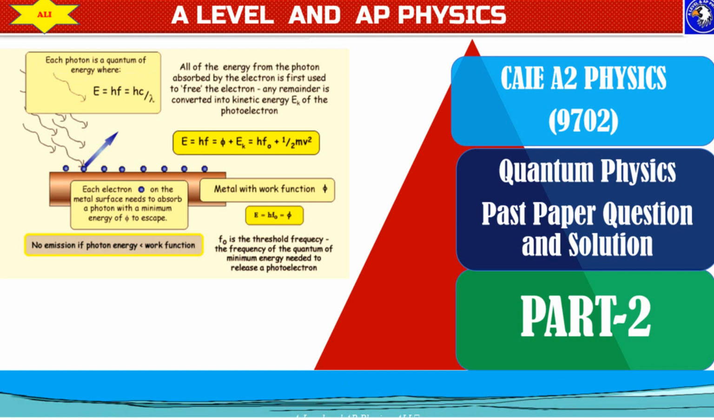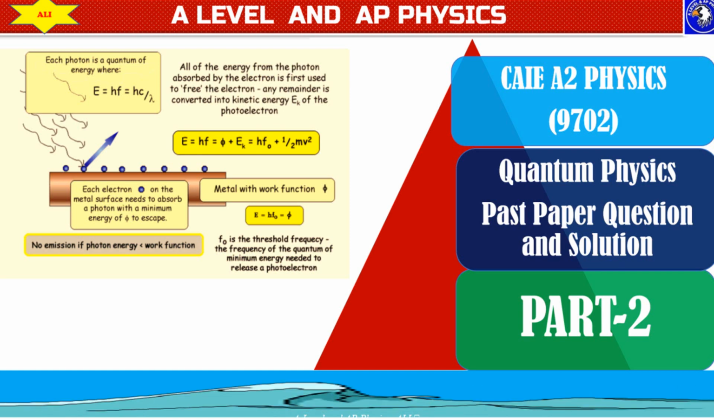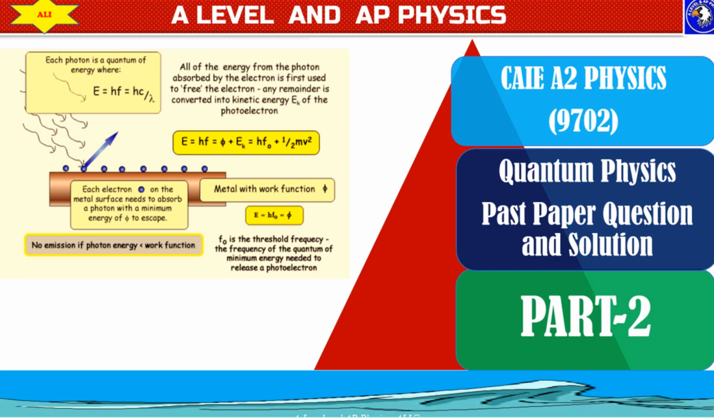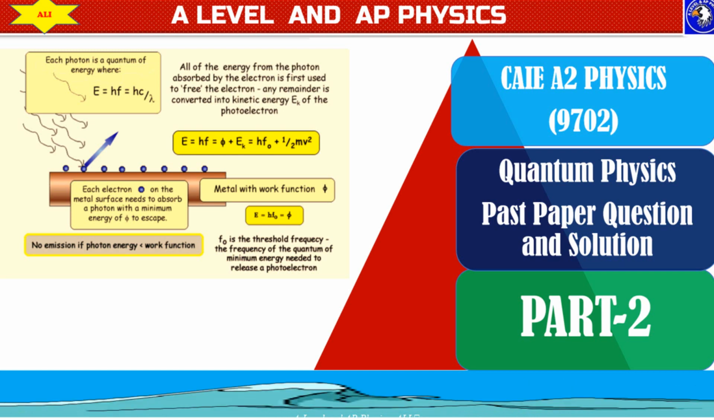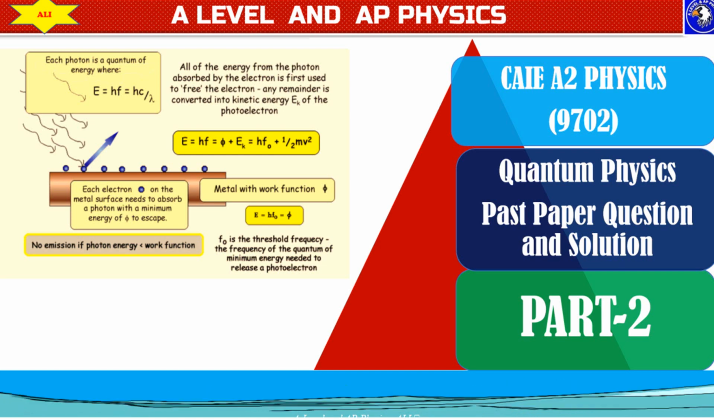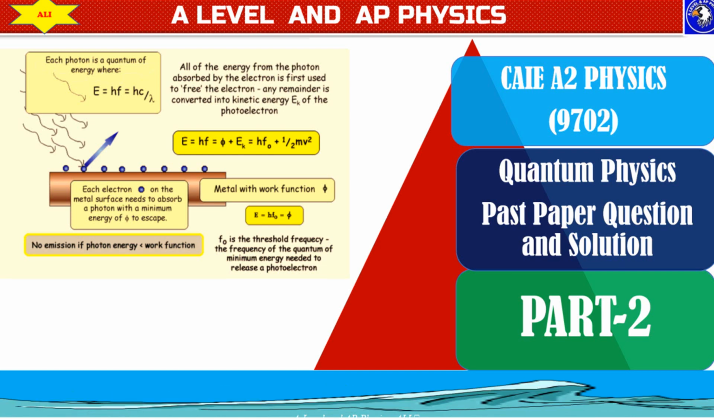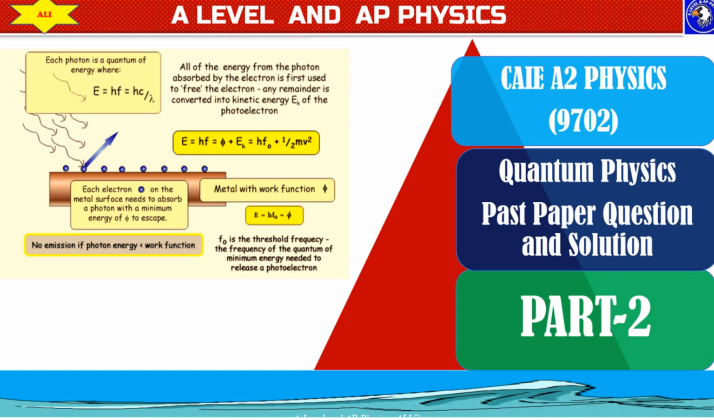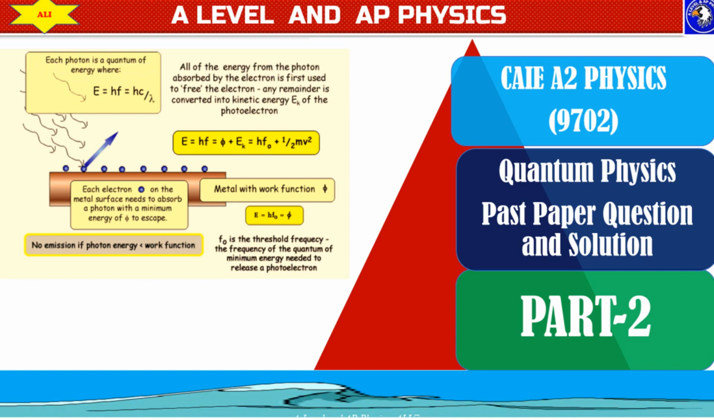In today's lesson, we will talk about the photoelectric effect from Cambridge A2 Physics. In this lesson, I will explain what threshold frequency is, how threshold frequency and work function are linked with each other, and what the relationship is between intensity and frequency of light, with the help of past paper questions.